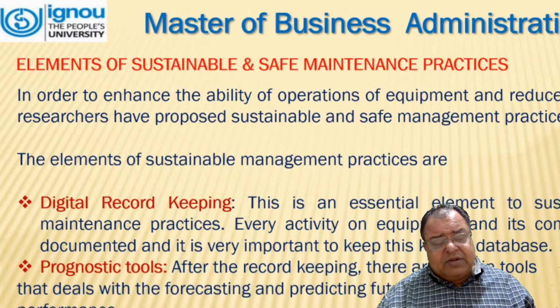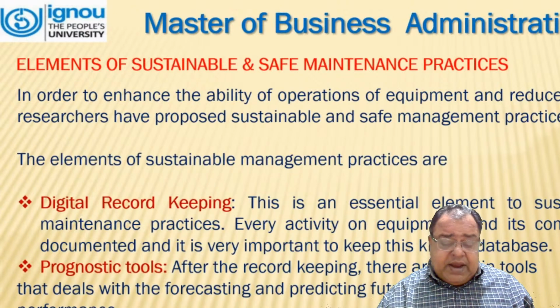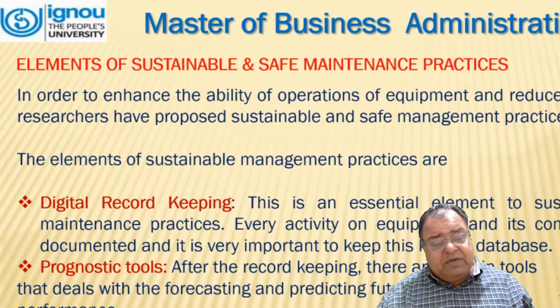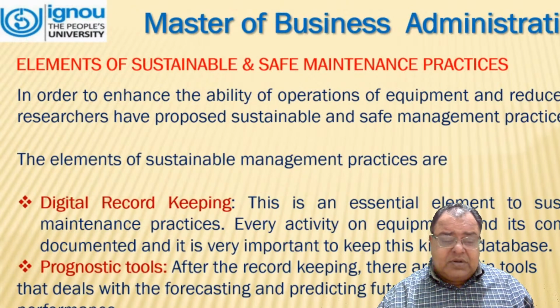The elements of sustainable management practices are digital record keeping. This is an essential element of sustainable and safe maintenance practices. Every activity on equipment and its components should be documented, and it is very important to keep this kind of database. The second one is prognostic tools.